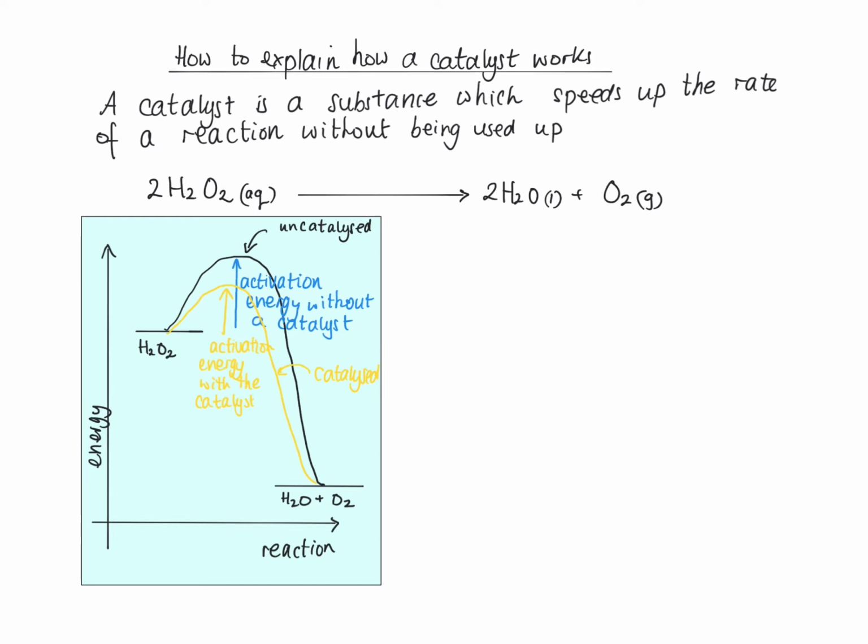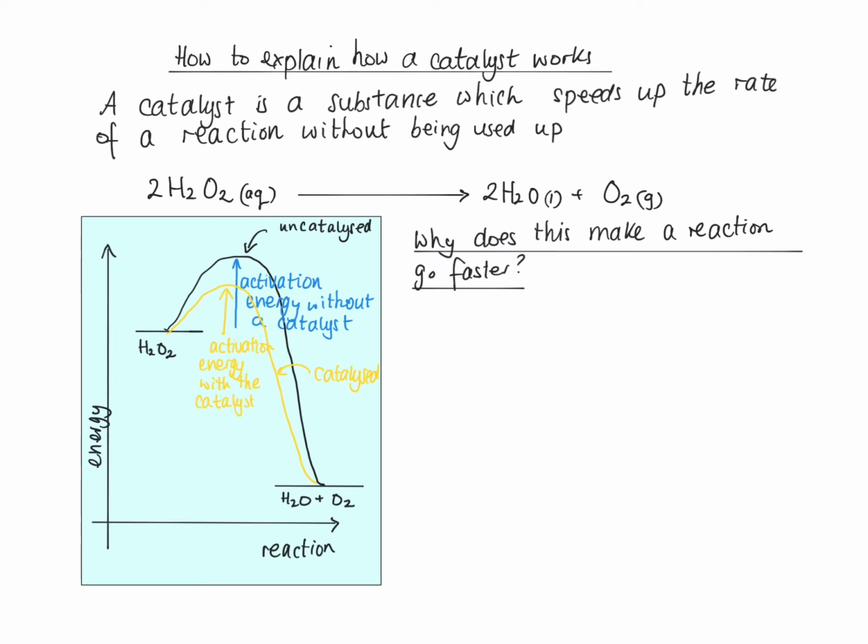If you add a catalyst, what you find is you still have to break the bonds and the bonds still form, so this is the trace in the yellow, but the activation energy with a catalyst, this distance here, is smaller than the activation energy without a catalyst there.